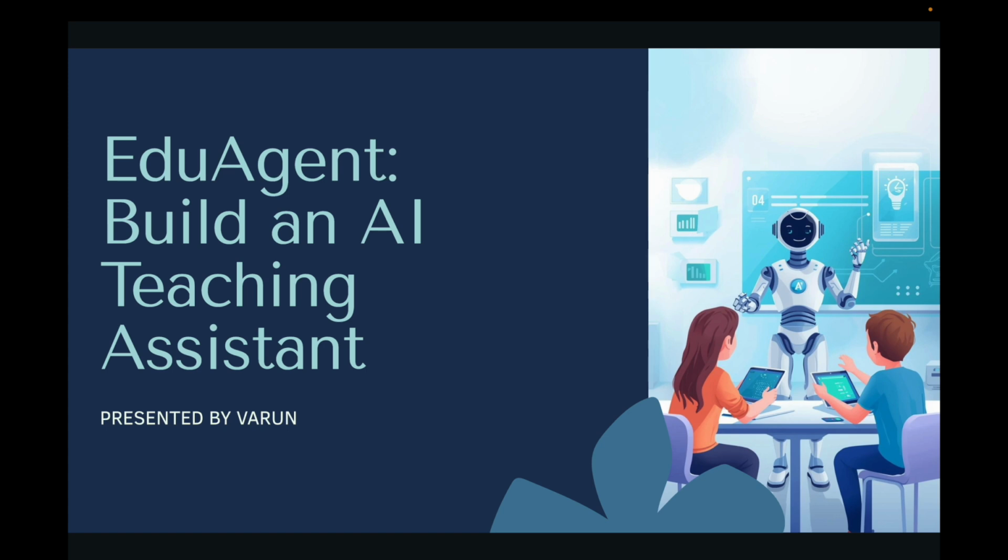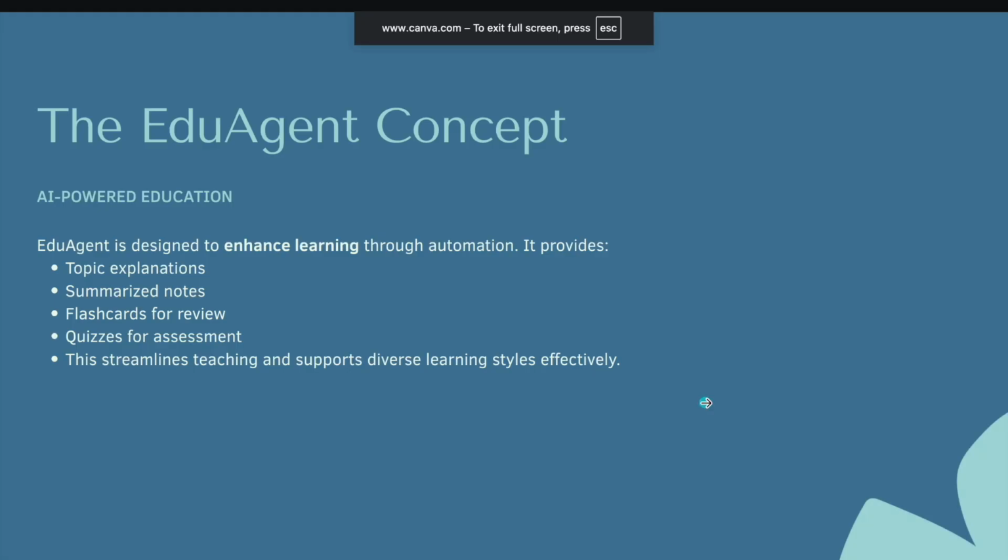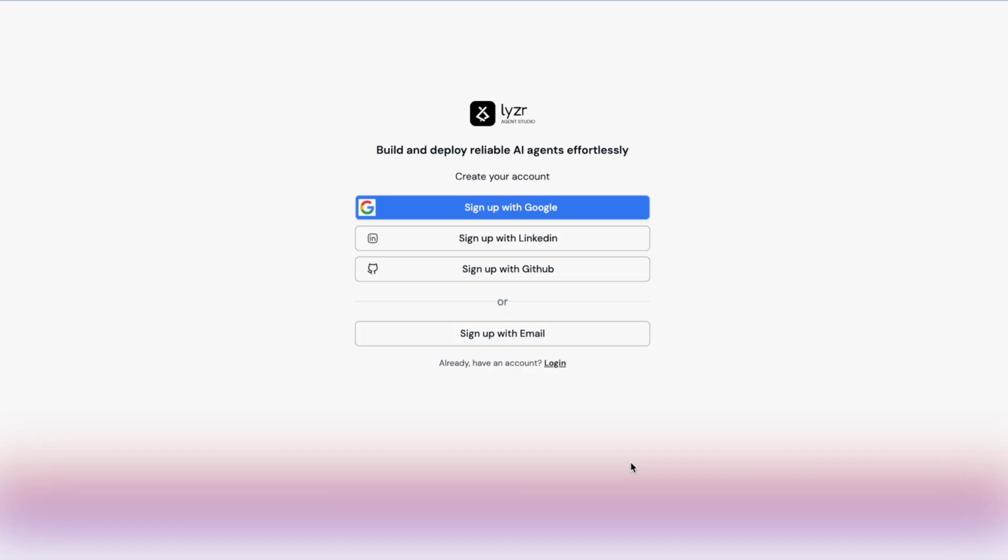And then also you have a quiz at the end of the session so that you know how many were attentive. Let's see how we could build an AI agent to make this possible. So we're going to build an edu agent. Basically what it is going to do is enhance learning through automation. It will help us create topic explanations, and we can also create summarized notes, flashcards and quizzes. So let's get started and see how we can do that.